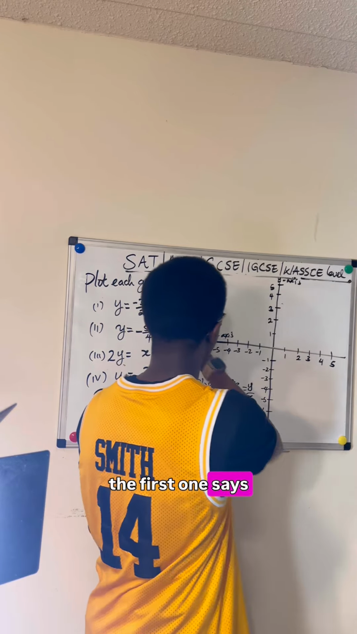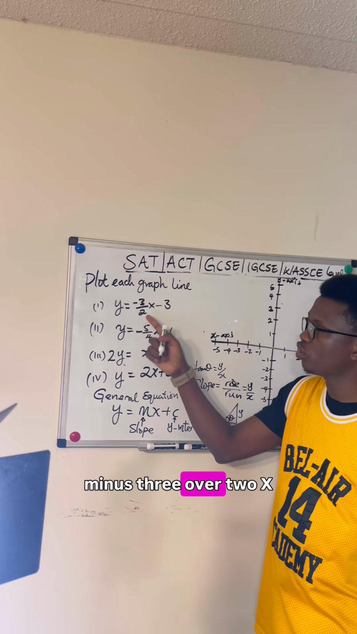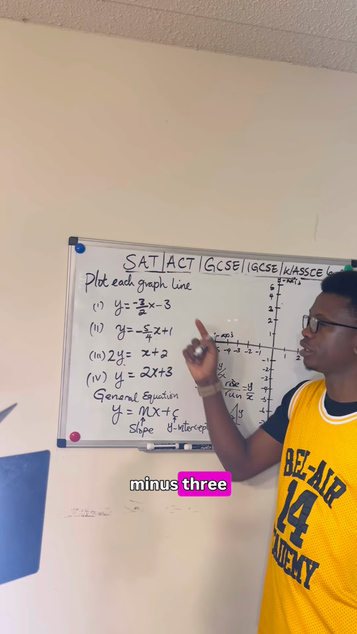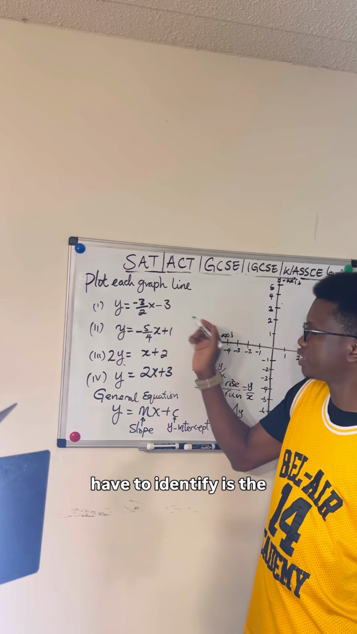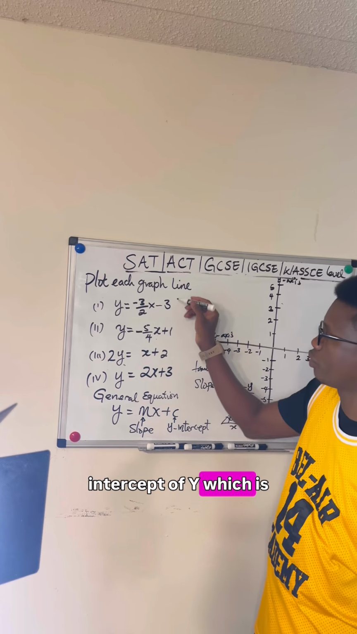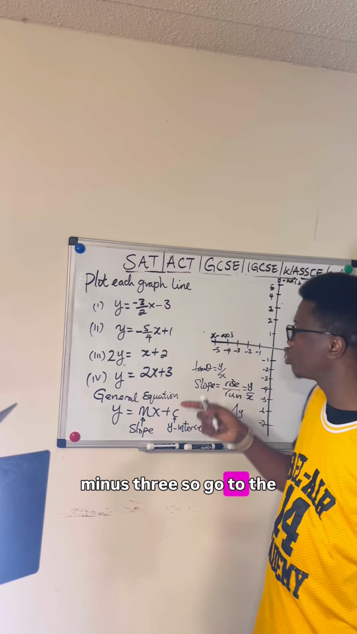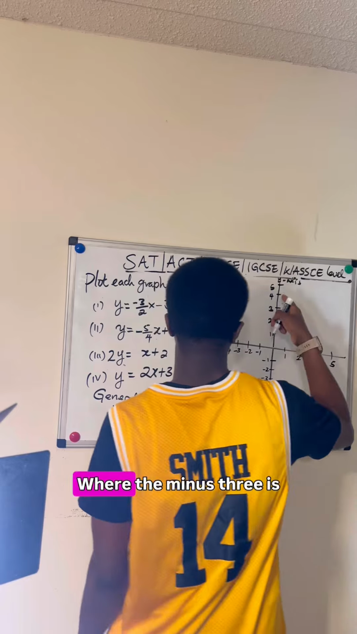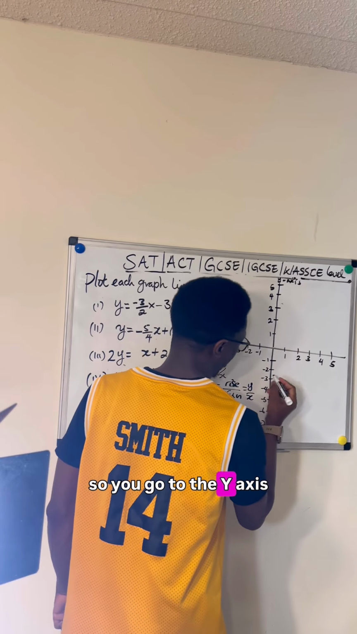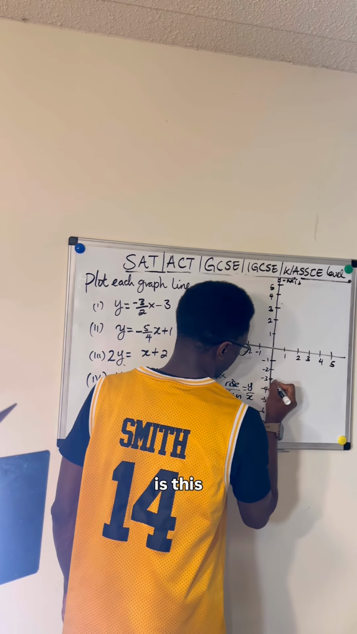Now, the first one says y equals minus 3 over 2x minus 3. So the first thing you have to identify here is the intercept of y, which is the minus 3. So go to the graph, the y-axis where the minus 3 is, which is this.